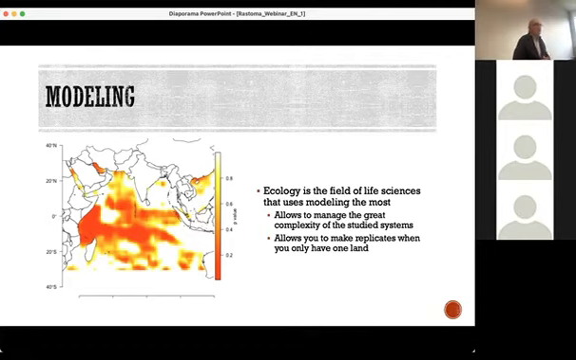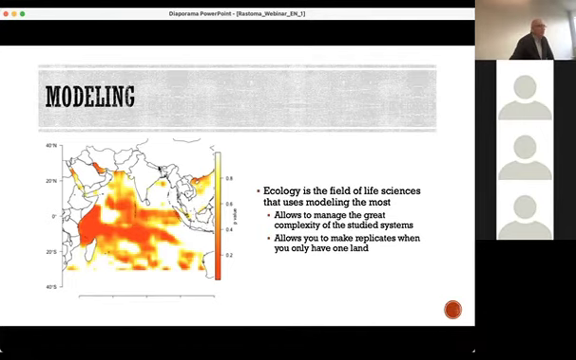Ecology is a field of life science that uses modeling the most. You cannot be an ecologist if you are not, at least at some level, a statistician or a modeler. You must have this culture.